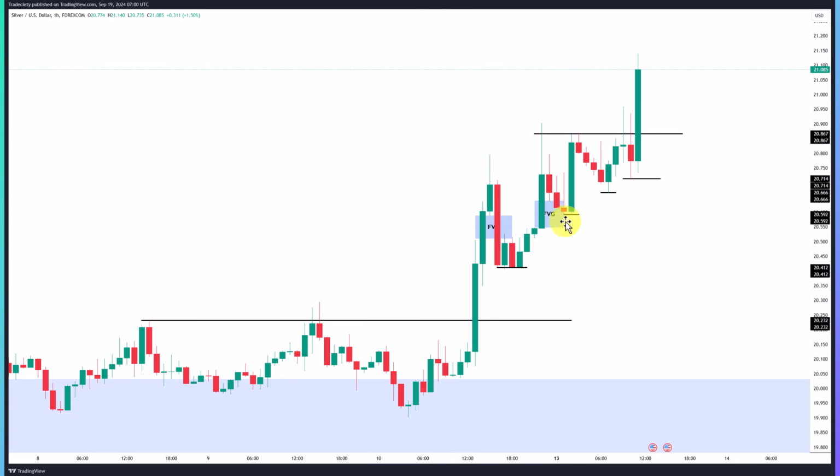The market keeps pulling back into fair value gaps. There are tons and tons of pullback opportunities. You could add a moving average and then trade off those. You could look for the daily pivot point and use those for pullback trading.